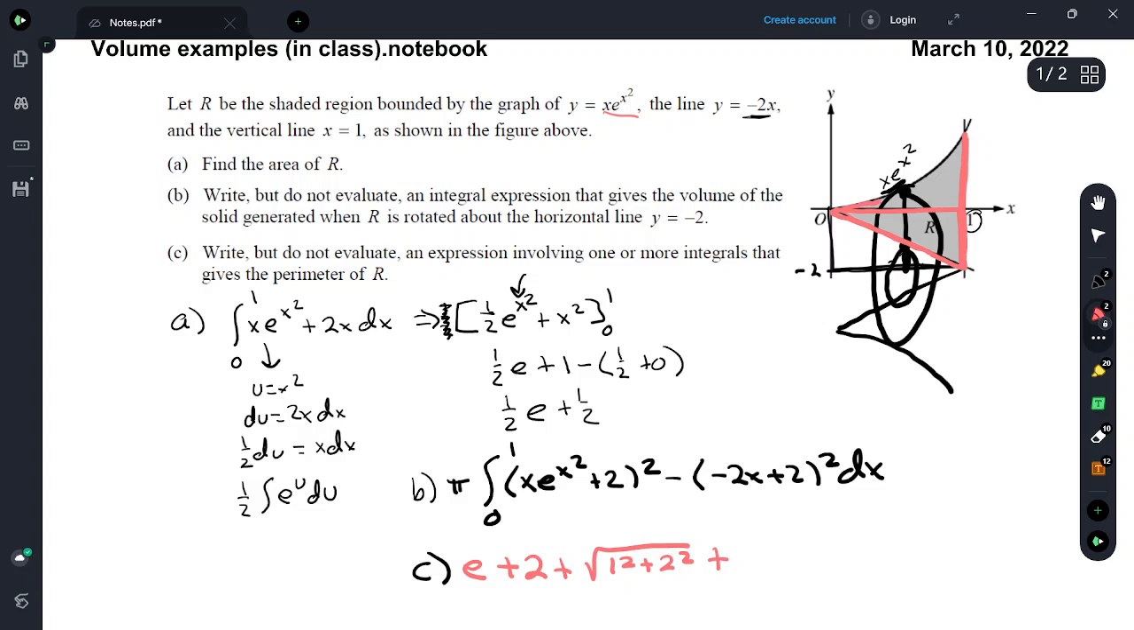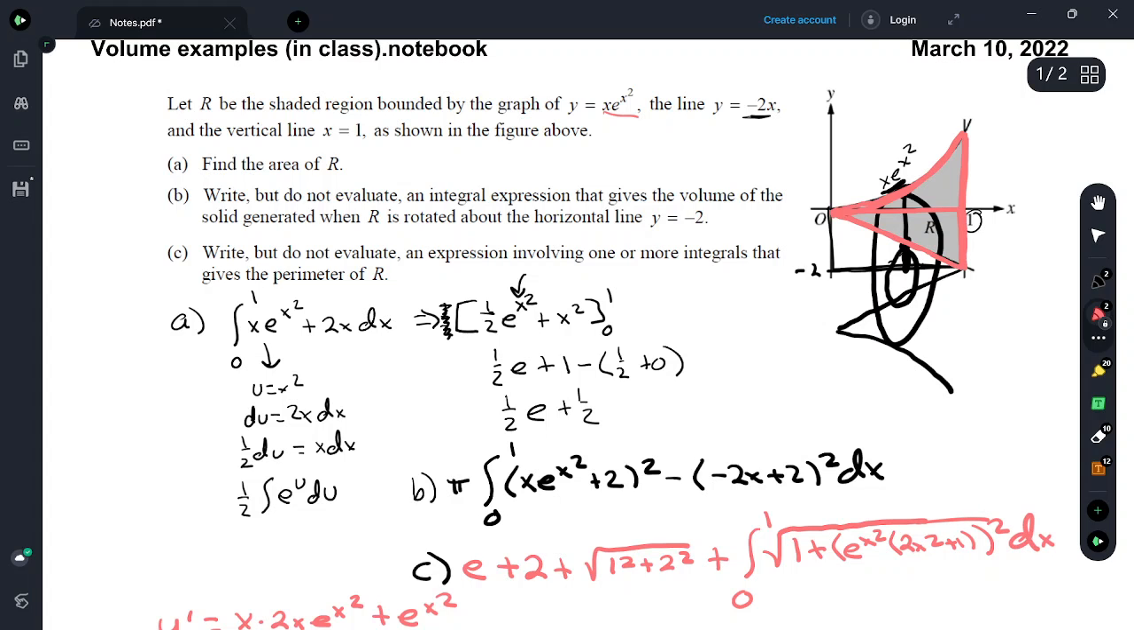And then we need the length of this curve right there. To get the length of the curve, we need the derivative. That's first times the derivative of the second, plus the second times the derivative of the first. And if we factor an e to the x squared out, we get 2x squared plus 1. So then the length of the curve from 0 to 1 is the square root of 1 plus the derivative squared. So e to the x squared, 2x squared plus 1, squared, dx.